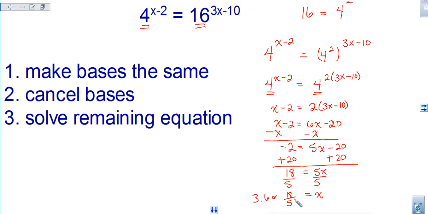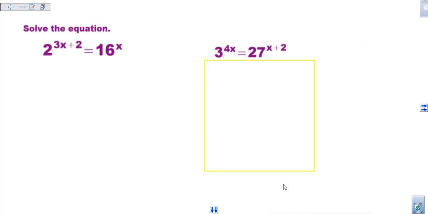Okay, either one of those answers are acceptable, and so that's how you do that if they have the same base. So now you can try this on your own by pausing the video and just working ahead and seeing if you get the right answer. If you don't feel confident, just watch this example and then you can try the next one on your own.